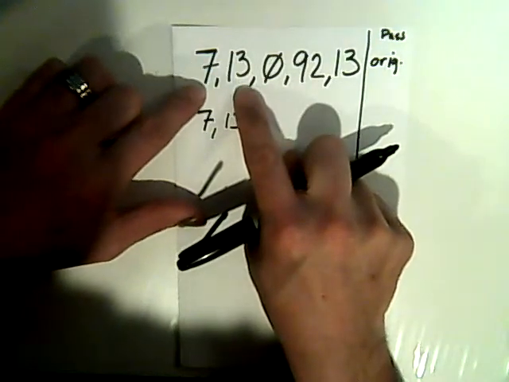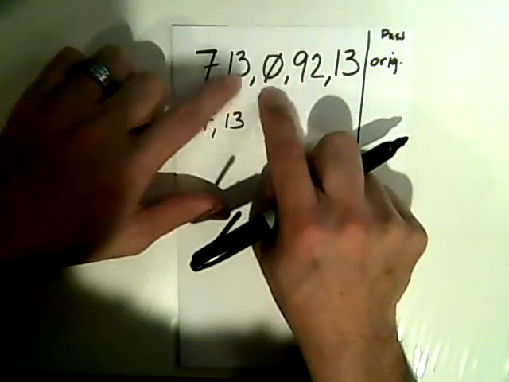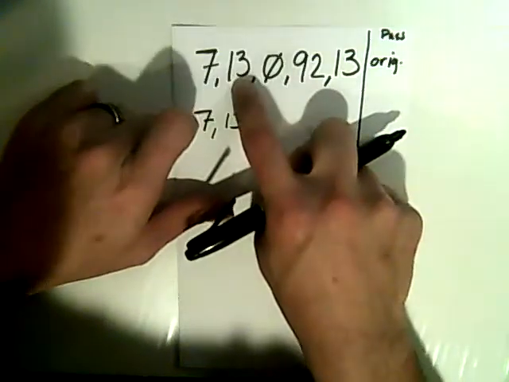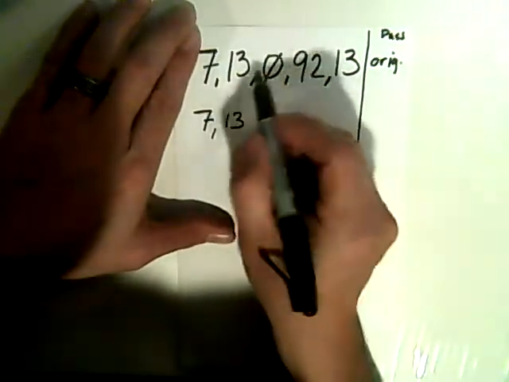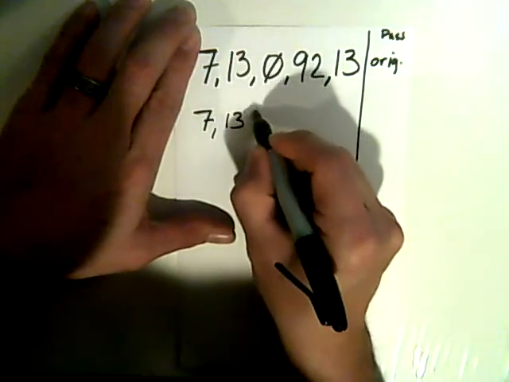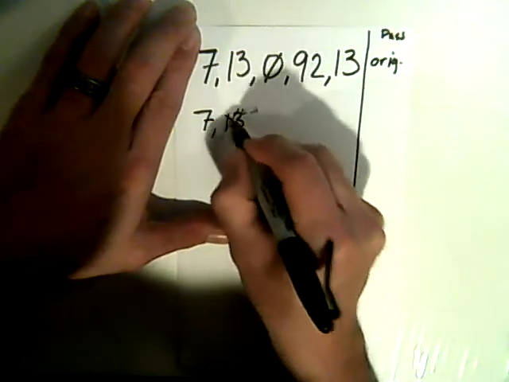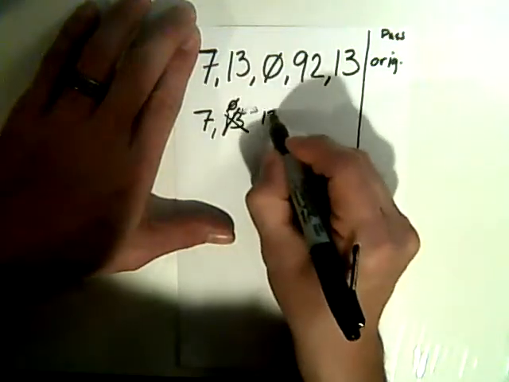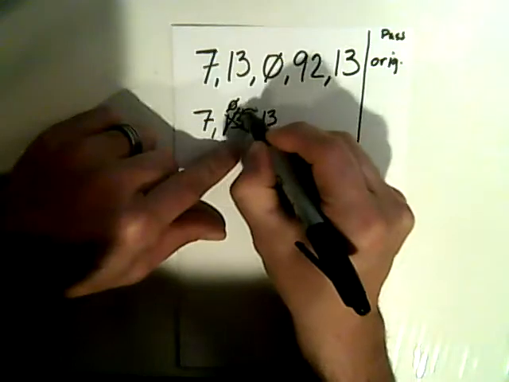And then we looked at the next two, 13 and 0. Is a switch supposed to happen there? Yes, a switch is supposed to happen. The 0 is supposed to go here, and the 13 is supposed to go to the right. So a switch occurs right there, right? To represent a switch happened, I'll cross that out. 13 no longer goes there. A 0 goes there, and the 13 goes over here. All right, so now I know that a switch happened there.